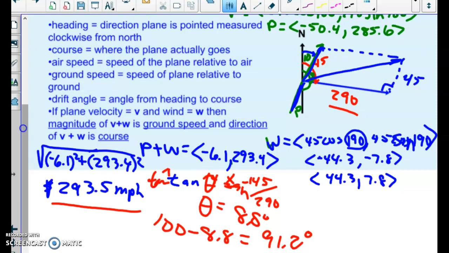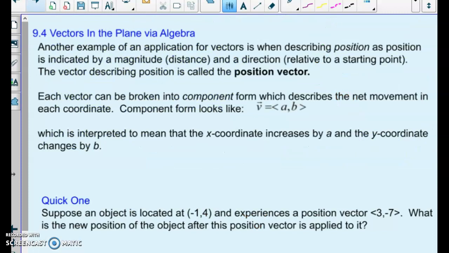That's the course the plane is actually going at. So it does make a difference. That 8.8 degrees would put you off by quite a ways wherever you're flying to. All right, so then let's get to 9.4.